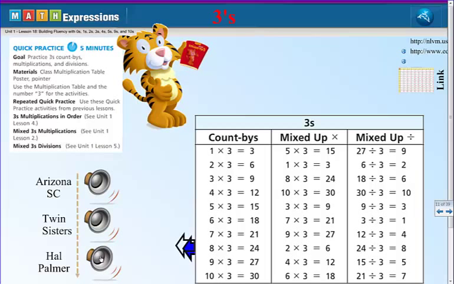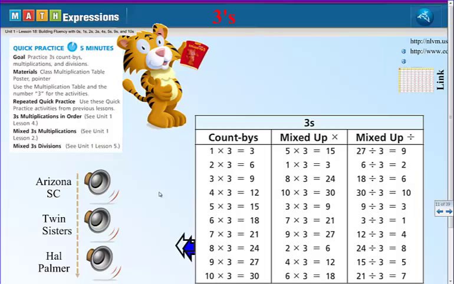Let's do Hal Palmer. And you can sing along with me. Three times one is 3. 3 times 2 is 6. 3 times 3 is 9. And 3 times 4 is 12. Doodle doodle doo. Doodle doodle. 3 times 5 is 15.